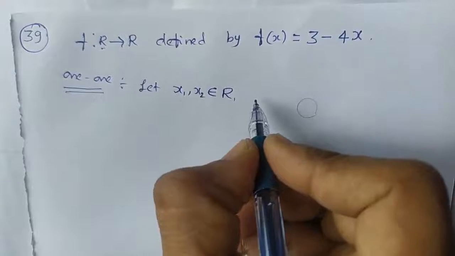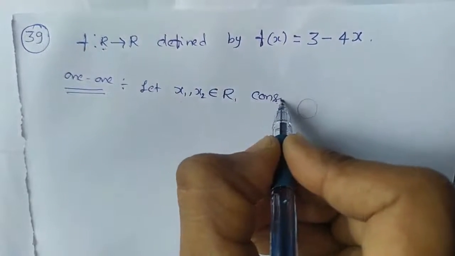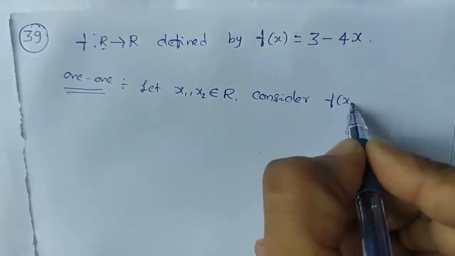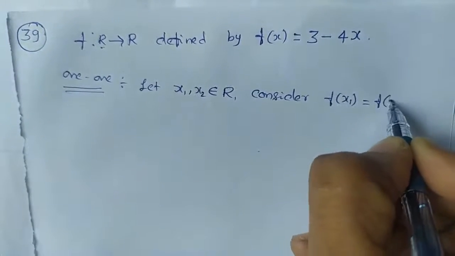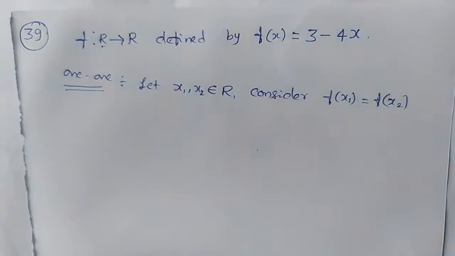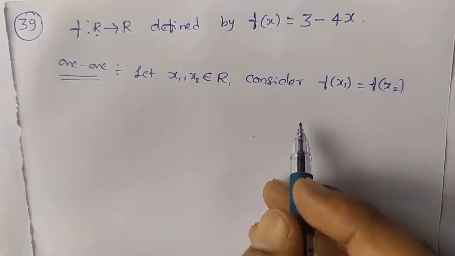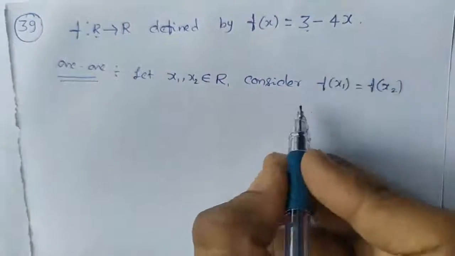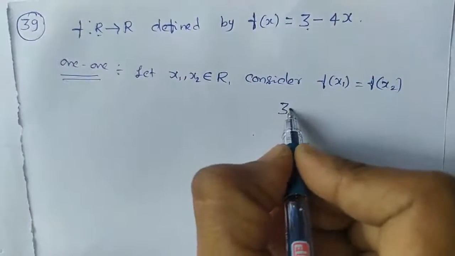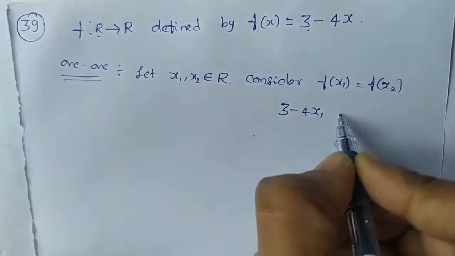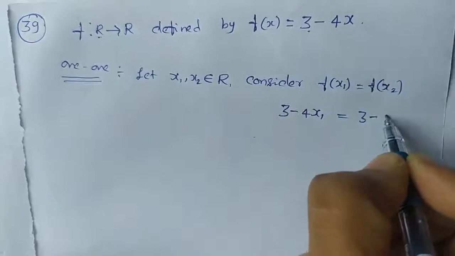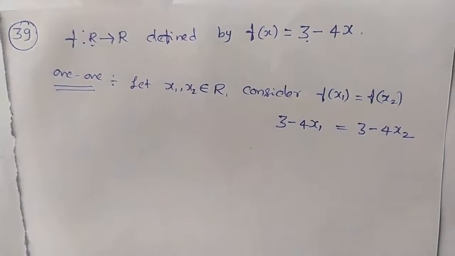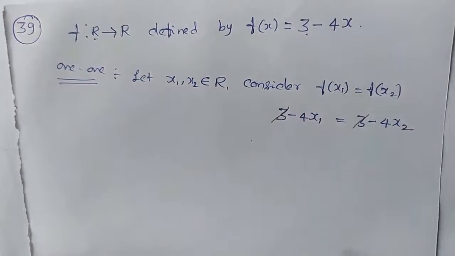Next we have to consider f of x1 equals f of x2. From this we need to prove that x1 equals x2. So f of x is 3 minus 4x, f of x1 is 3 minus 4x1 equals f of x2, which is 3 minus 4x2. So in this, 3 and 3 will get cancelled.